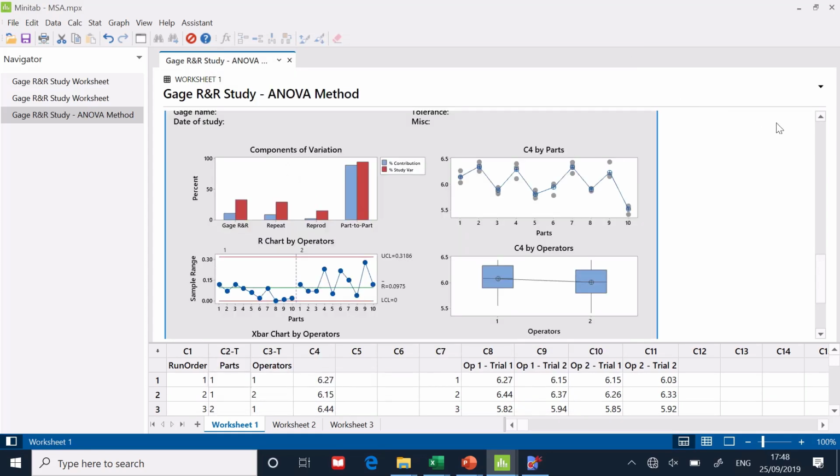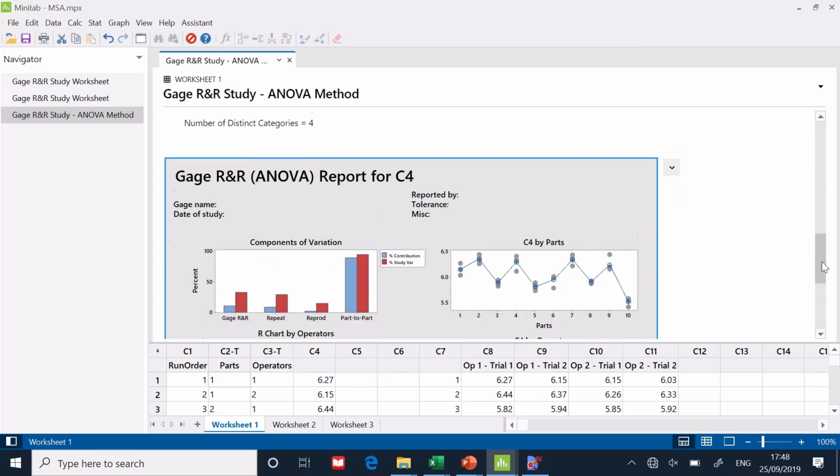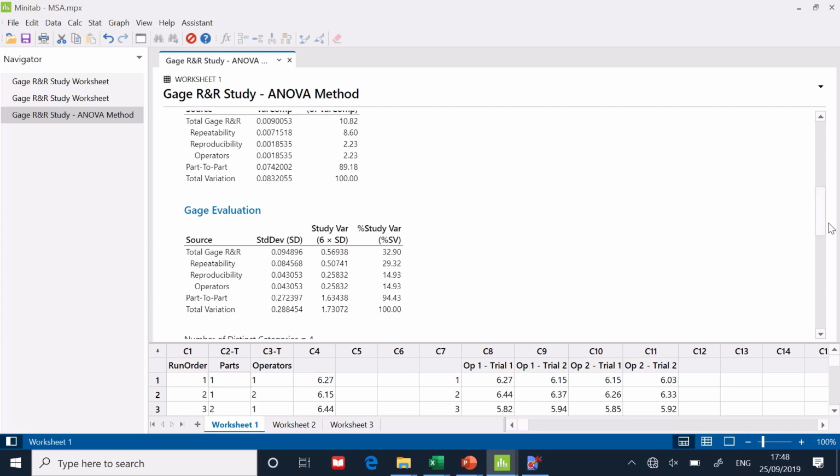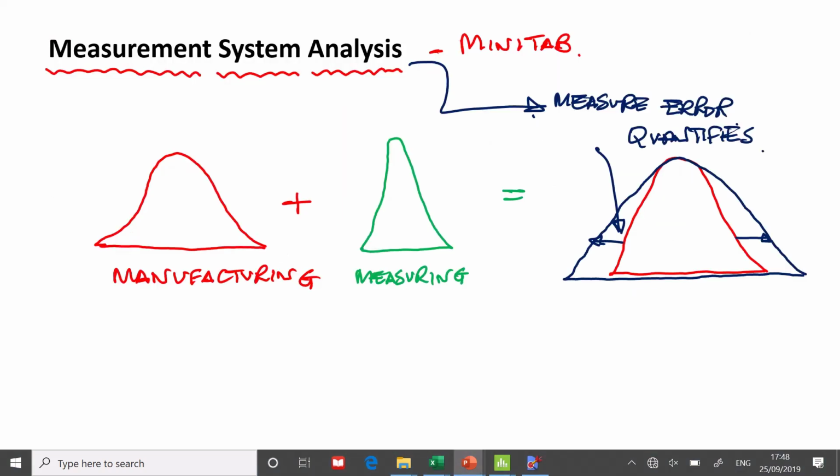So let's pop that back in because first of all, we need to answer the first question. Is my measurement system any good? Well, if you look at the statistic here, the gauge evaluation, look, 30% of all the variability that I'm seeing is coming from my measurement system.